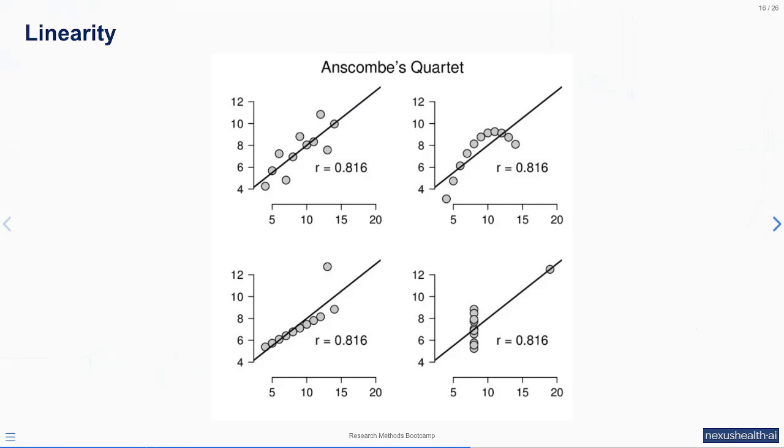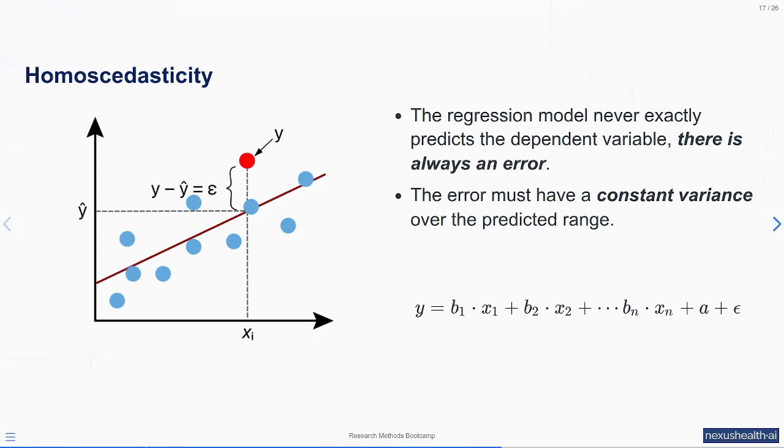Again, remember this, it tells us about linearity. So this is the first assumption that has to be met. And then for homoscedasticity, we said that the regression model never exactly predicts the dependent variable. There is always an error, but this error must have a constant variance over the predicted range.